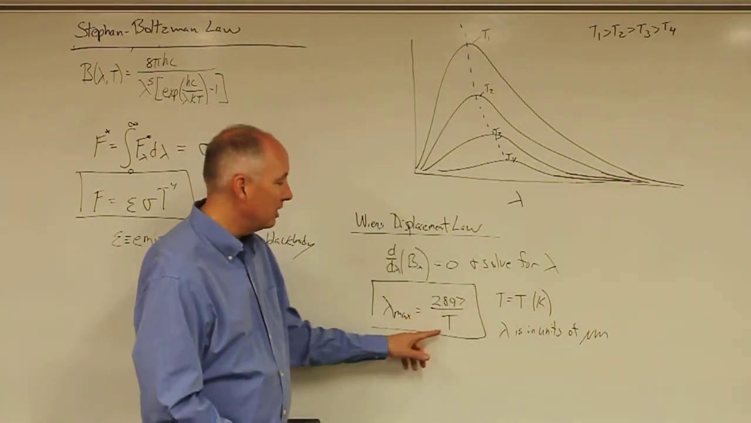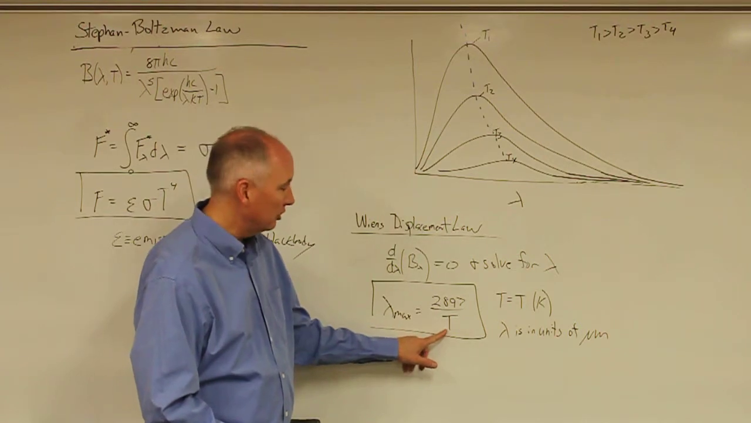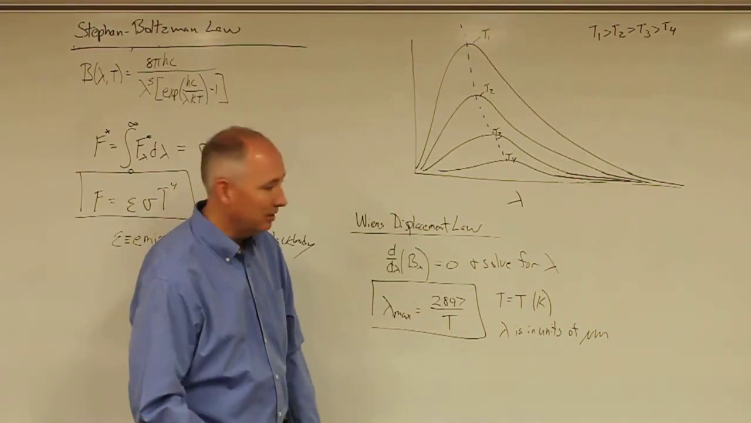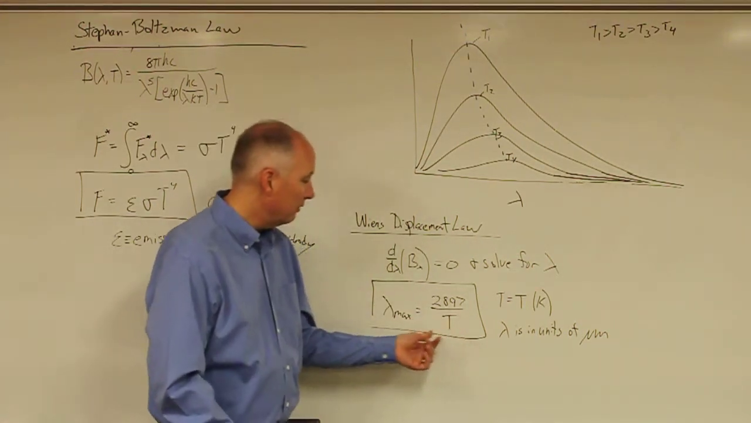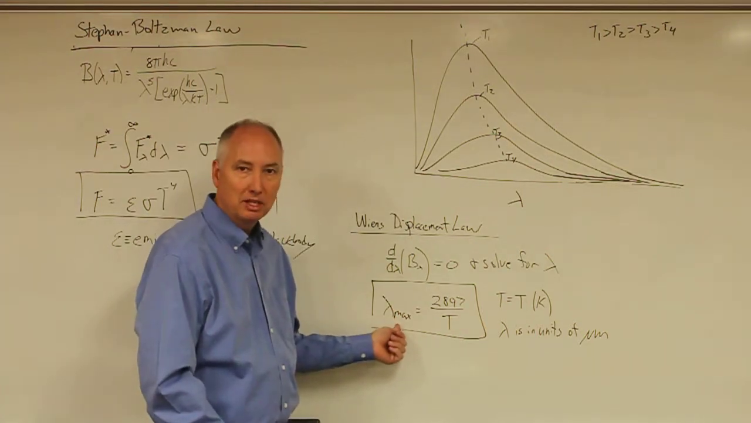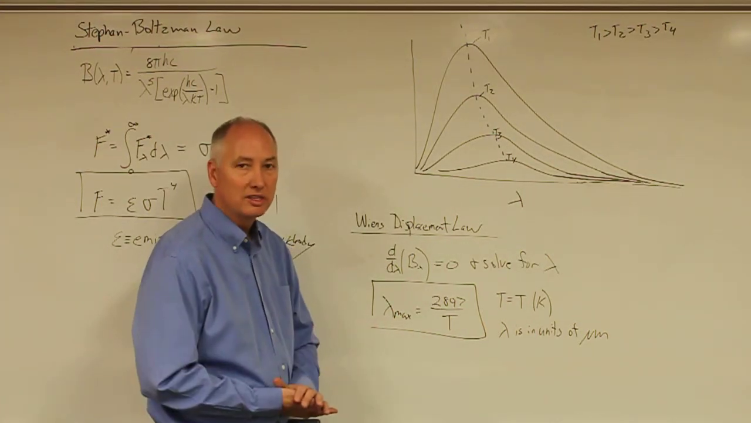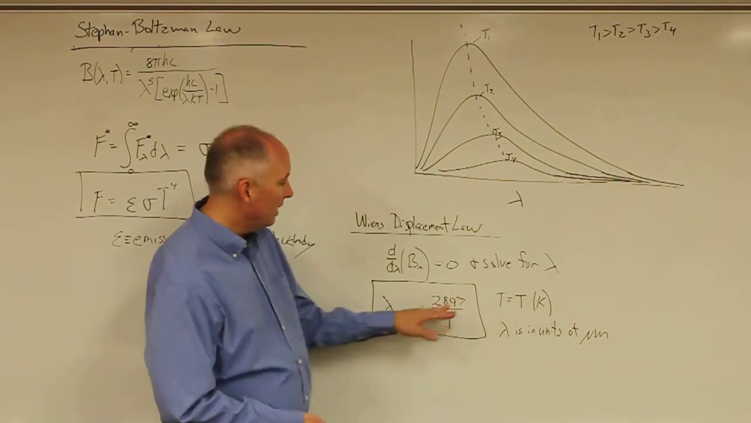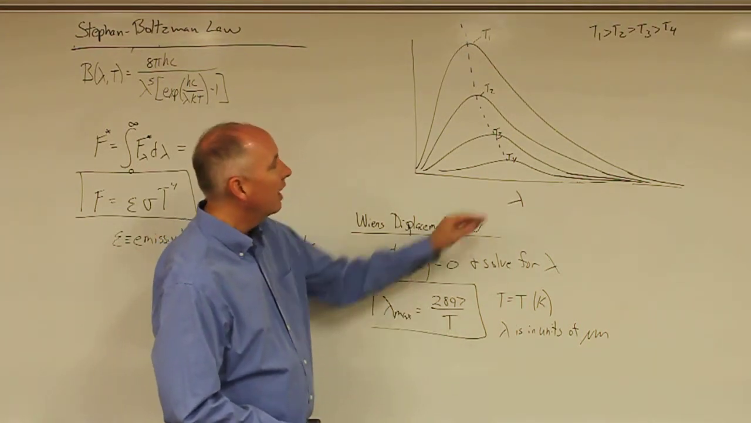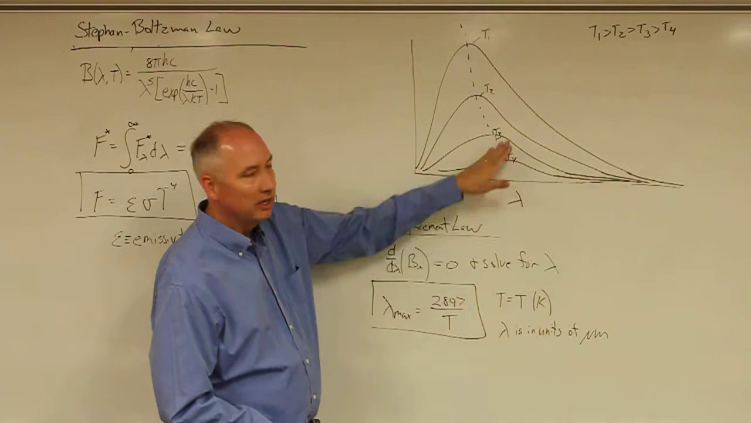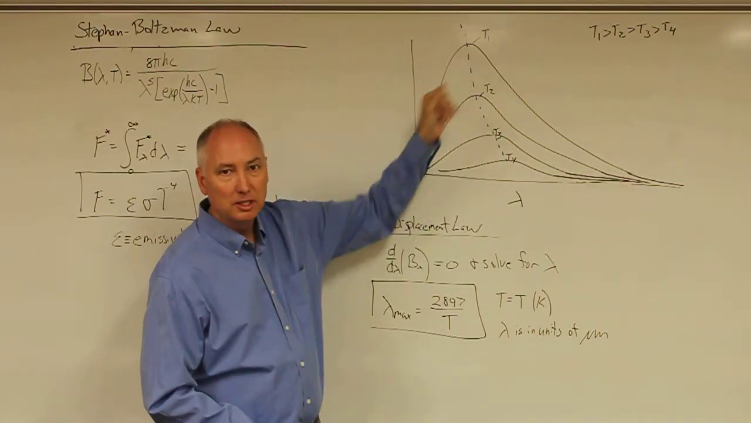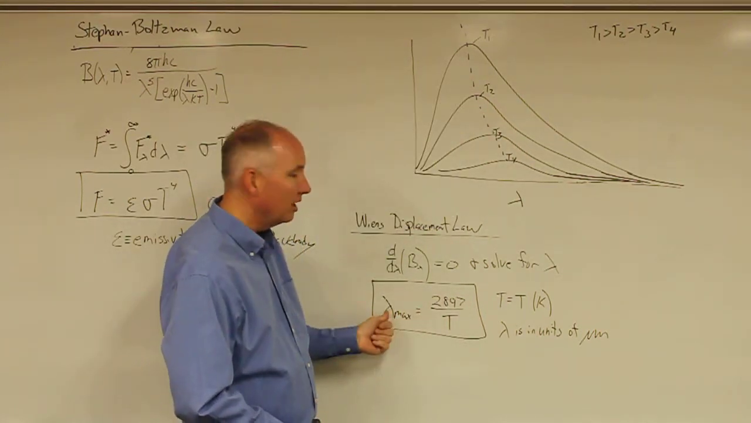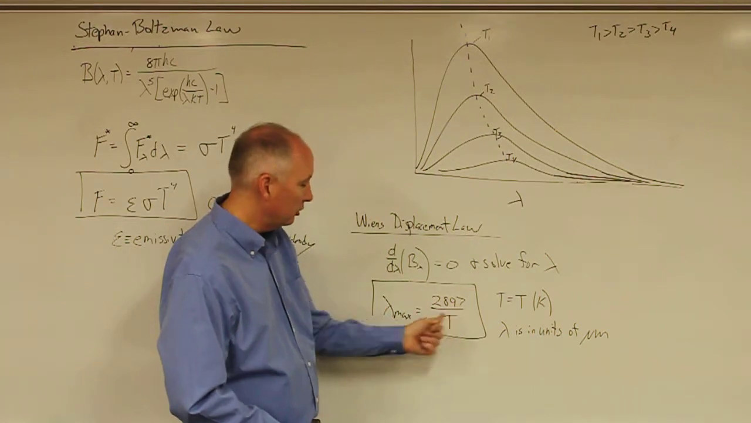So if you can imagine an object that's at a temperature of 289.7 Kelvin, then you would end up with a wavelength of maximum emission at 10 micrometers, which is in the infrared. So this essentially describes how for hotter objects, the wavelength of maximum emission changes towards shorter wavelengths. Higher temperature, shorter wavelength.